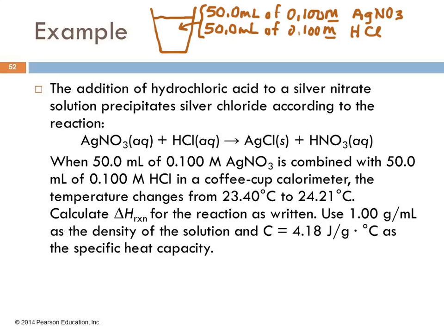So if you see the word calorimeter, the equation should pop into your head, Q equals MC delta T. We're going to need a delta T. Let's calculate delta T. So delta T is the final temperature minus the initial temperature. So the final temperature is 24.21 minus the initial temperature of 23.40. And so the change in temperature is 0.81 degrees Celsius. Everybody with me so far?